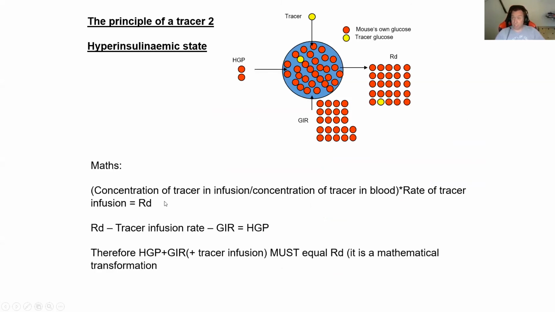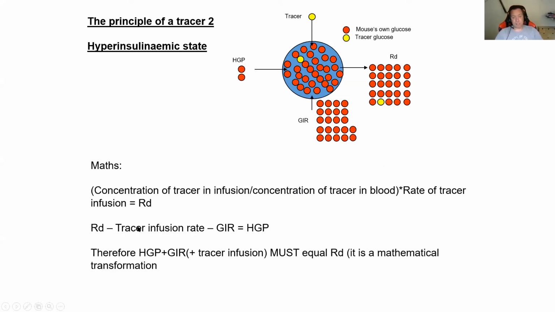So the RD equation remains identical. The concentration of tracer in the infusion divided by the concentration of tracer in the blood, times the rate of tracer infusion, equals RD. If we've kept the tracer infusion equal and kept the blood glucose constant, and we assume the blood volume is relatively similar, the only thing that's changed in our equation from the basal state is that the concentration of tracer in blood has gone down threefold. Because this is the denominator, this section will get larger and we'll have a bigger RD. And that's indeed what we see, 25 versus 10.